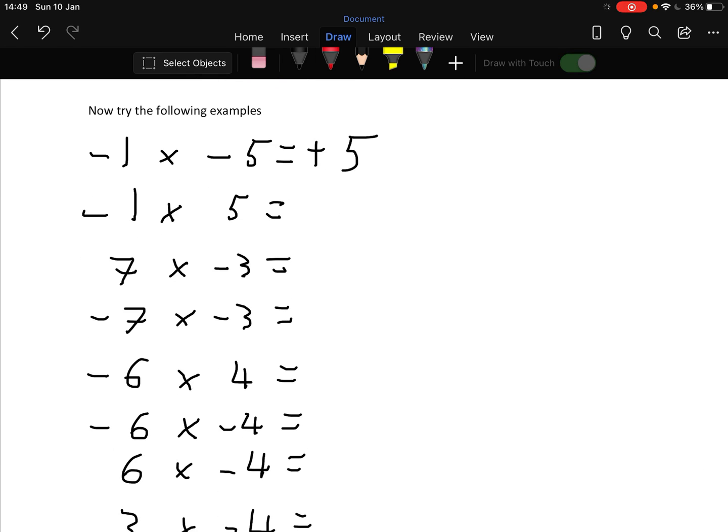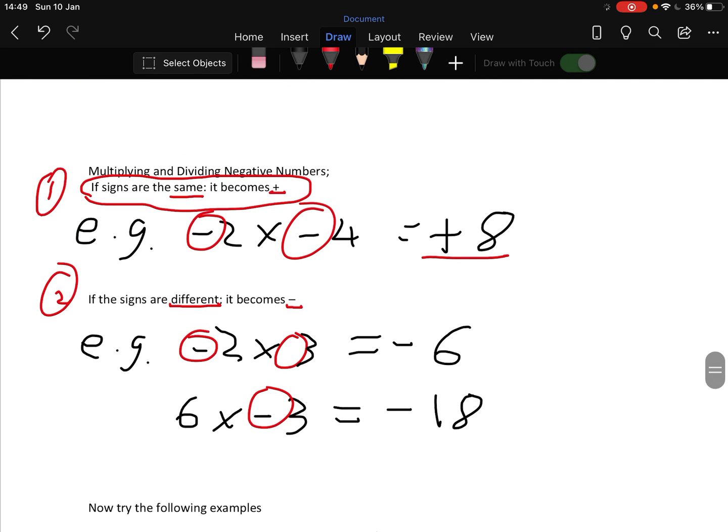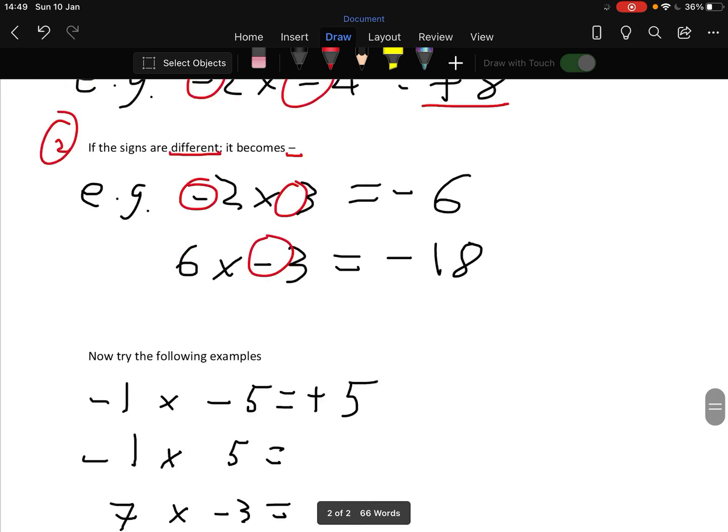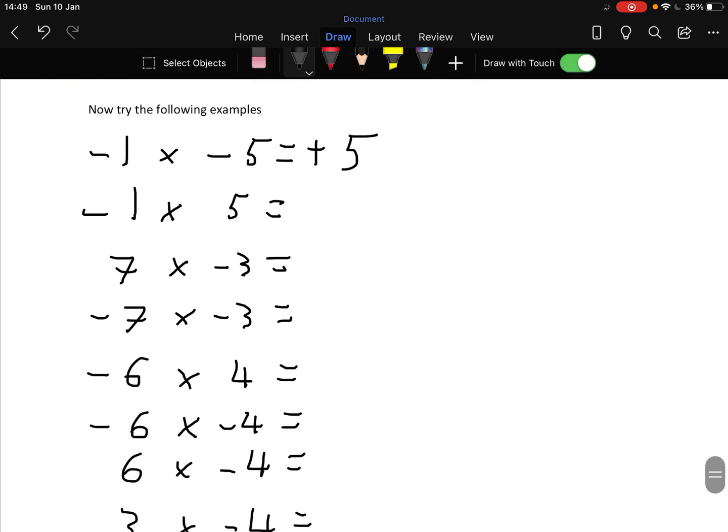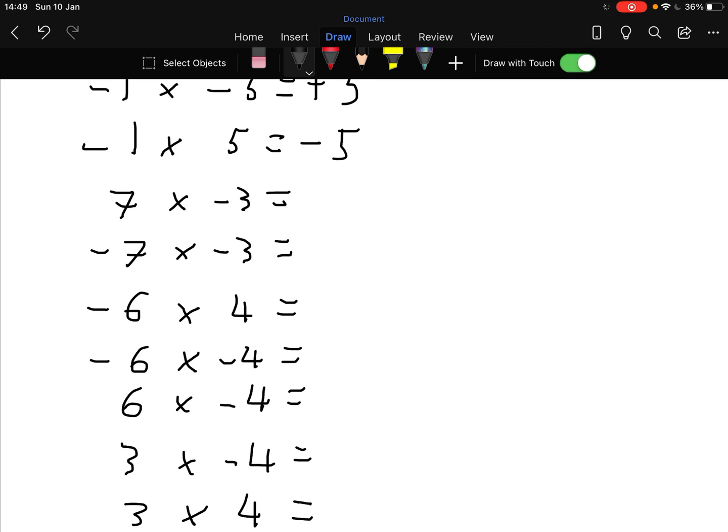Let's look at number 2. Minus 1 multiplied by 5. So go back to our notes. 1 or 2, it's number 2, because if the signs are different, it becomes negative. So multiply them together. 1 multiplied by 5 is 5. There are two different signs, so it becomes negative. Next, 7 multiplied by 3, or 3 multiplied by 7, doesn't really matter. Multiply those two numbers together. 7 times 3 is 21. There are two different signs, so it has to be minus 21.